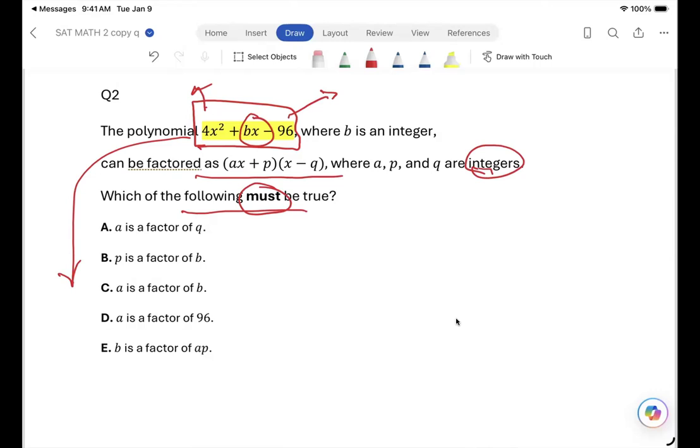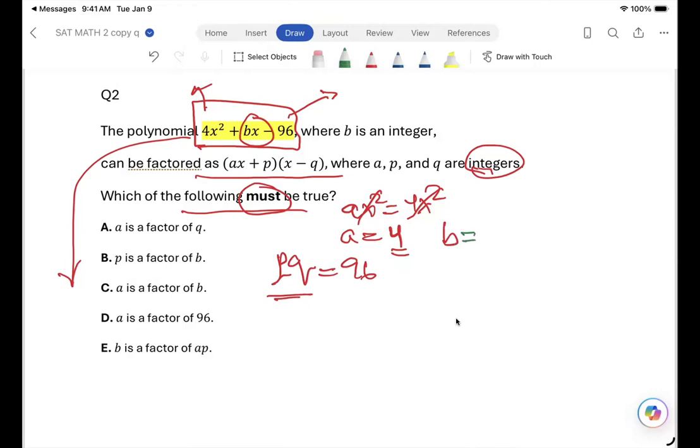If you factorize this using your FOIL, you know that A squared is going to line up with 4 squared. Therefore, A has to be absolutely 4. That's the first thing. The 96 will depend on P and Q. They have to multiply. No matter what numbers you pick for P and Q, you're going to get 96. What is not fixed is your B.